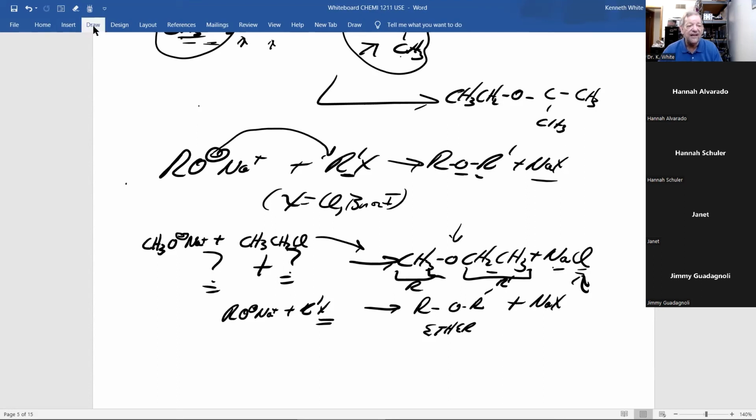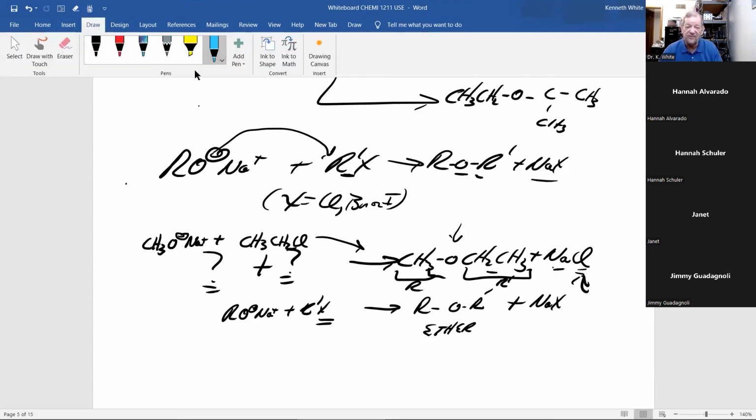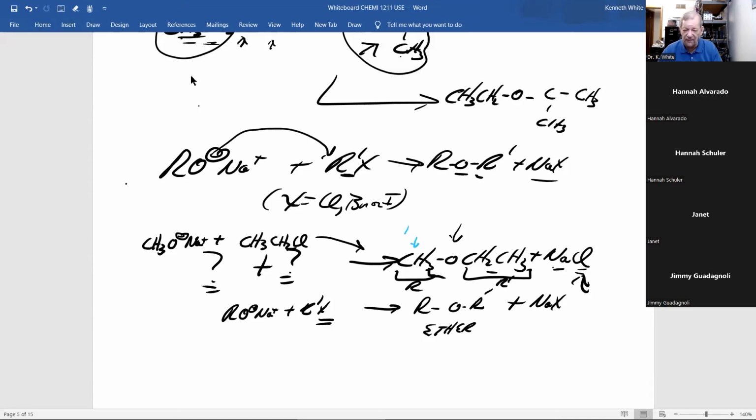However, and this is something that's sometimes common in organic chemistry, what if I call this group R prime? And I can call this group R. Well, if that's the case, the alkoxide is this.